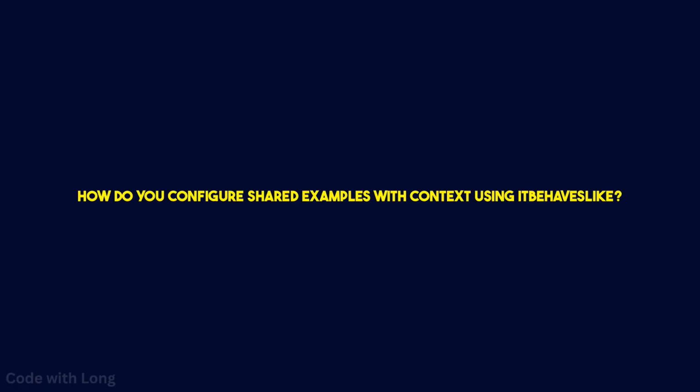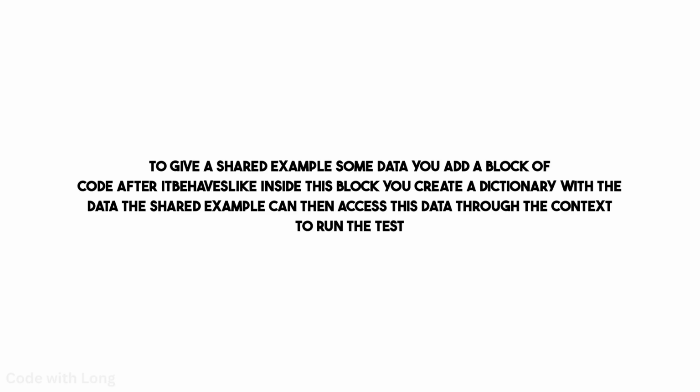How do you configure shared examples with context using itBehavesLike? To give a shared example some data, you add a block of code after itBehavesLike.